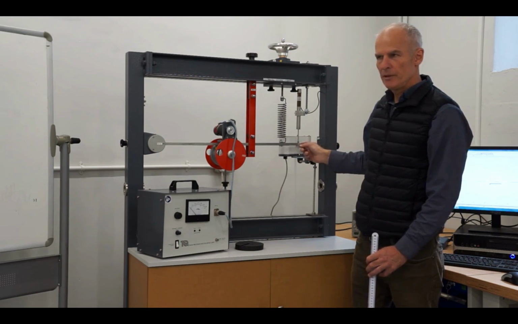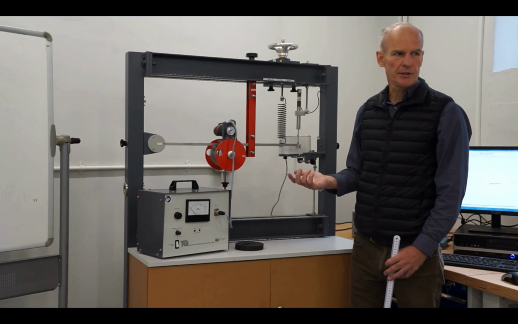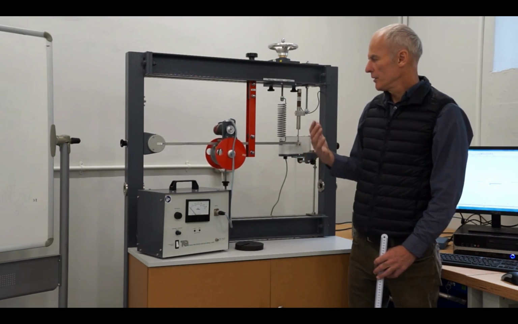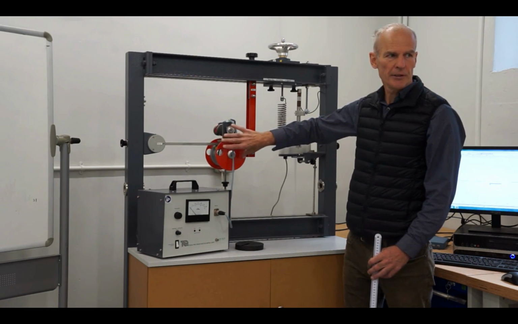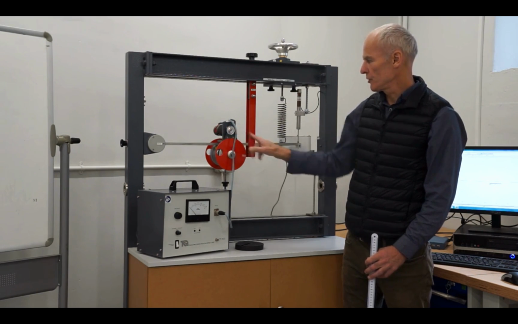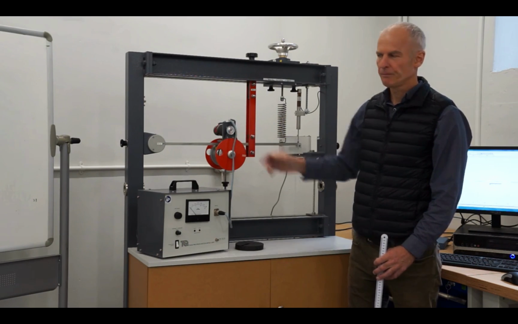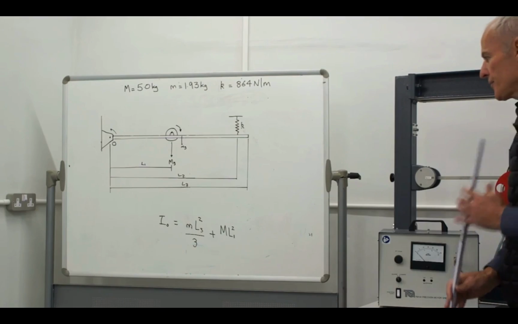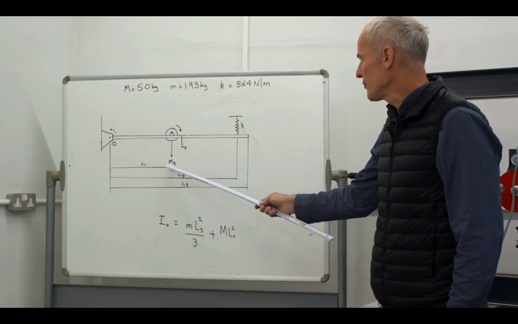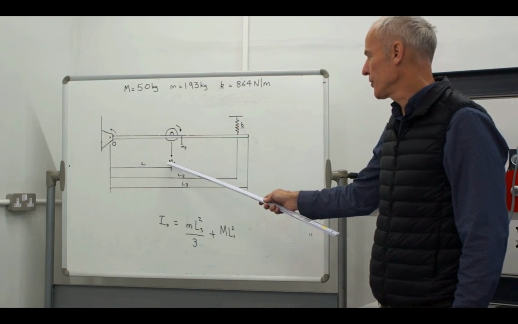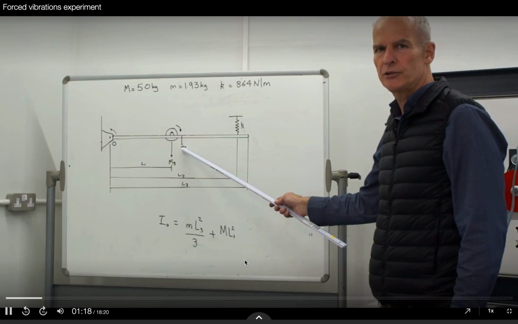You're all familiar with this system because you've done it before, and if you do this, it will vibrate at its own natural frequency. The difference this time is that we've got this big mass attached to it here. This mass has got a motor within it, which will cause it to spin, and that will cause the whole bar to vibrate. So this mass is big M. There are two different masses involved: the big M, and the little m, which is the mass of the actual rigid bar.